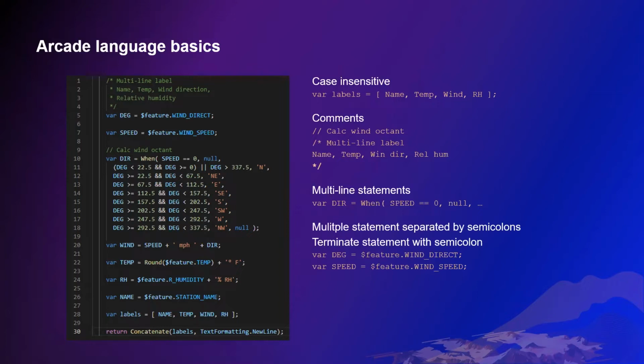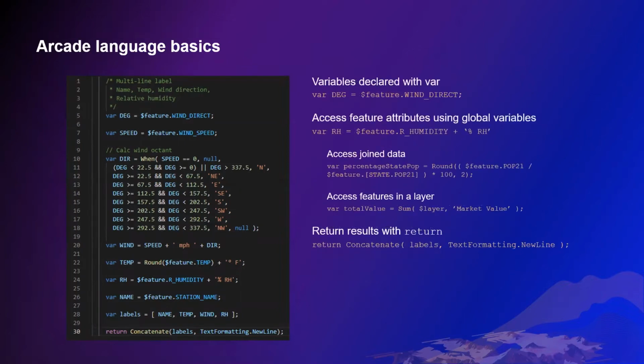There's multi-line statements. So if your code is going to extend beyond one single line, there are multi-line statements. And what you're going to do at the end of that multi-line statement is end it with a semicolon to tell Arcade this is where that one statement ends, and we're going to continue on, or just return the value we expect. And then, like I said earlier, you declare all your variables with var. So var direction here is going to be your wind direction.